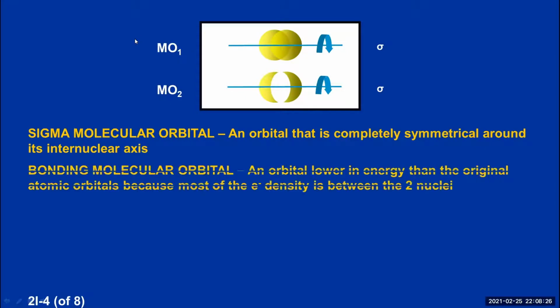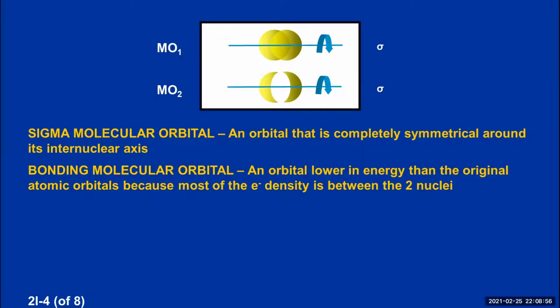Anytime that's the case, we call that type of molecular orbital a bonding molecular orbital. So MO1 is a bonding molecular orbital. It's an orbital lower in energy, which means more stable, than the original atomic orbitals. And why is that? Because most of the electron density is right there between the two nuclei, so the nuclei can attract it. And the more attraction you have, the lower the potential energy of the orbital.